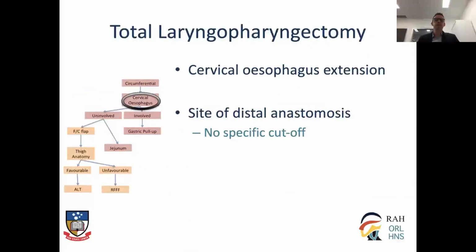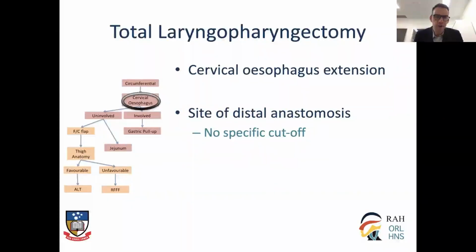When we come to consider the total laryngopharyngectomy, so the circumferential pharyngeal defect, it really is important to do a preoperative endoscopy to work out whether or not the cervical esophagus is involved. If it is involved, then we would lean towards gastric pull-up. The main issue with the cervical esophagus is exactly where the distal anastomosis may need to be performed, and the risk of submucosal spread in hypopharyngeal cancers as well, making this somewhat difficult once the cervical esophagus is involved.